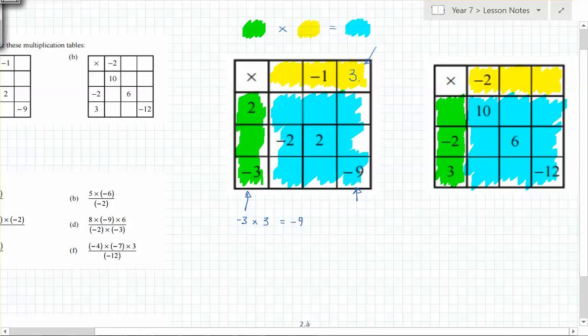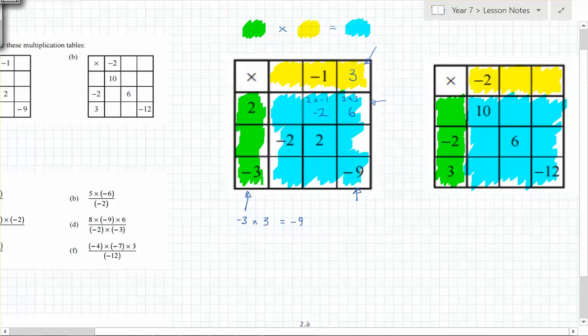Now that helps me then, because this square is 2 times 3, which makes 6. This one, I don't know yet, because I don't know what that is, so I'll leave it blank. Right? I can start filling in some others though. This one is 2 times -1, which makes -2. Okay? Can't do that one yet.